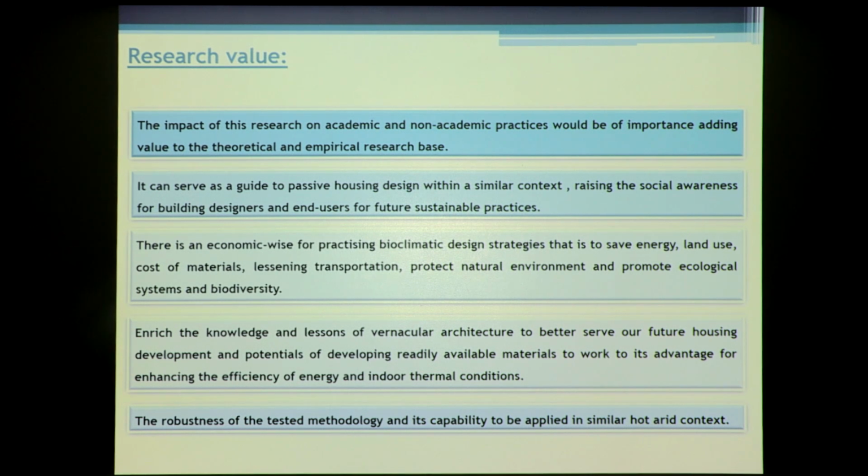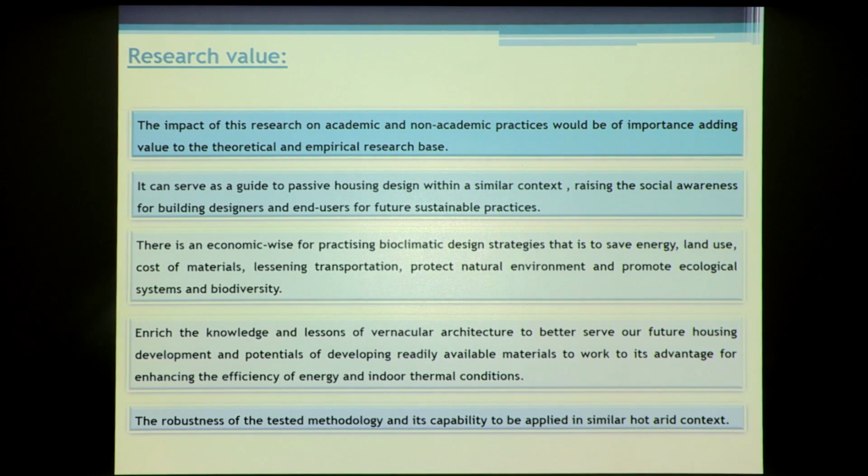On the economic side, by using readily available material or looking at compact design, you can reduce or look at issues like transportation, the natural environment, and reduce the cost of the material. The ecological system can also be enhanced by looking at these strategies. Of course, we're looking back to the vernacular architecture. That's another aspect we can consider that is important for our research.